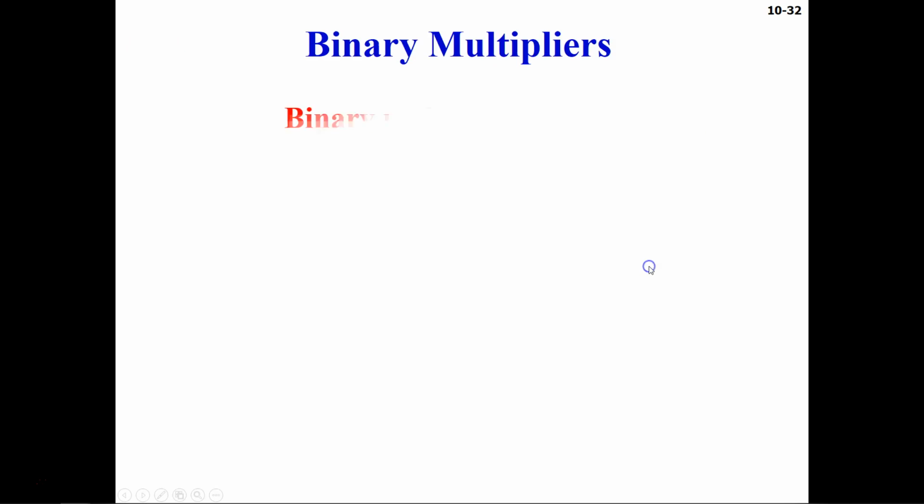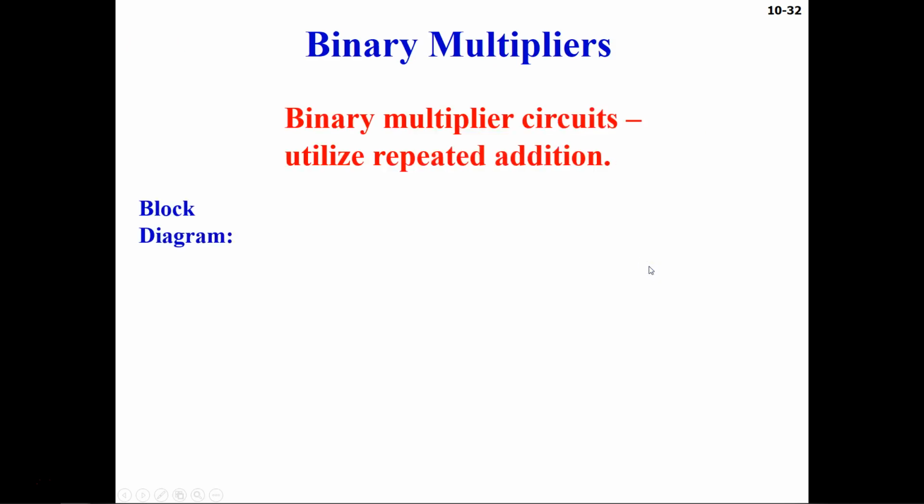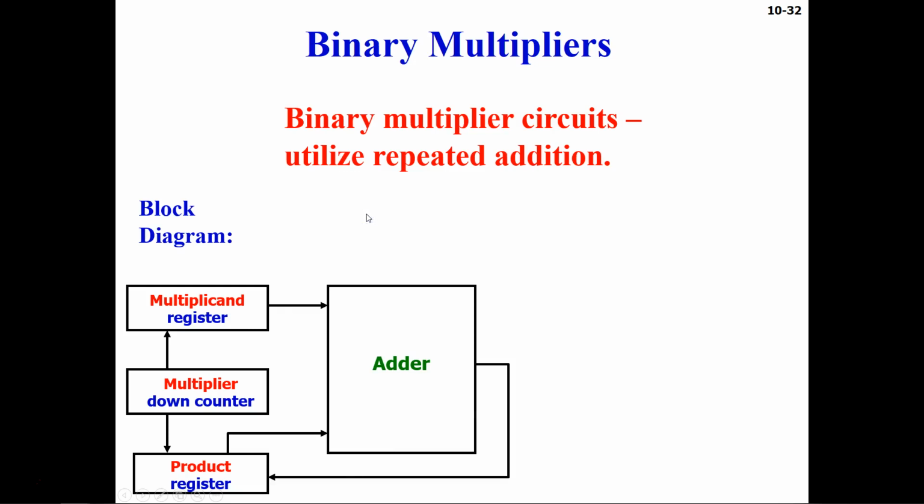Now next is binary multipliers. This binary multiplier circuit which I'm going to show you utilizes repeated addition. You can see here this is the multiplicand register, and you have a multiplier which is your down counter, and then your product is stored in the register, and then you utilize this adder. Using this adder, you are performing the repeated addition.